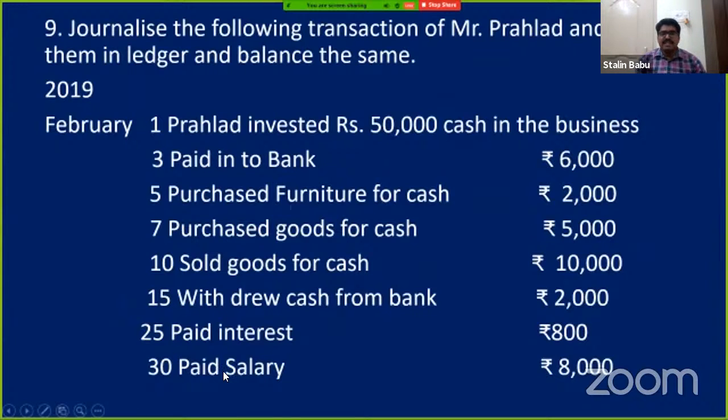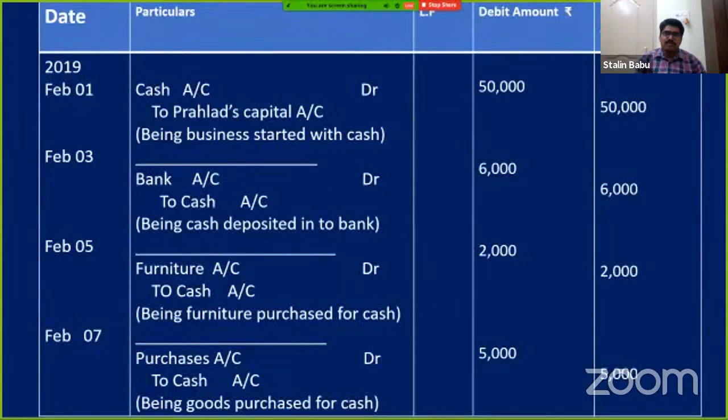So the entry is salary account debit to cash account. In this way, we record the journal entries first in the journal book. February 1st, cash account debit to Prahlad capital account. On 3rd, bank account debit to cash account. On 5th, furniture account debit to cash account.